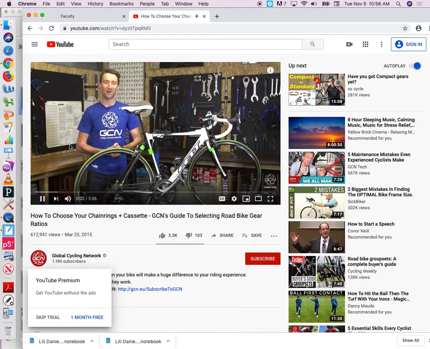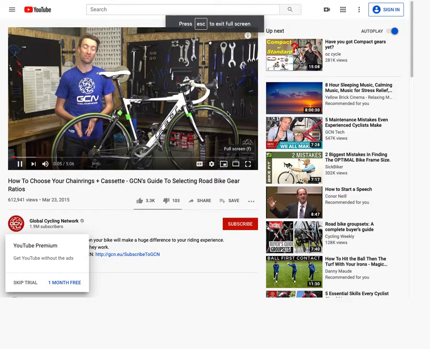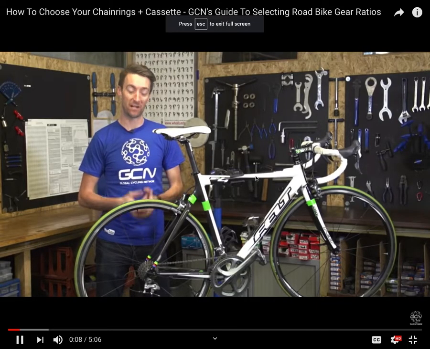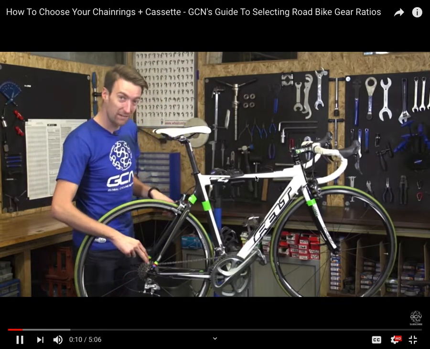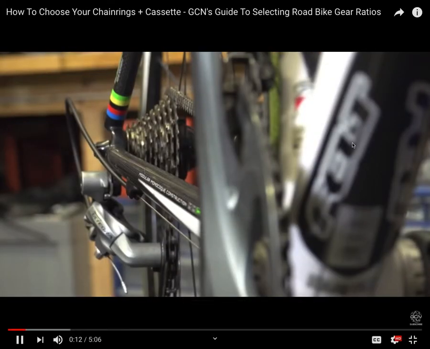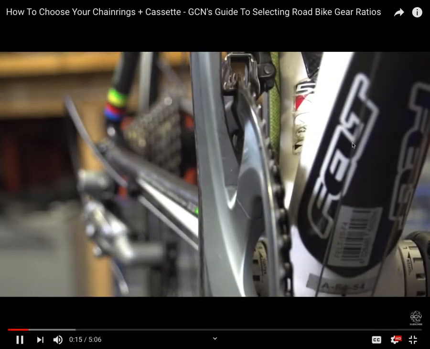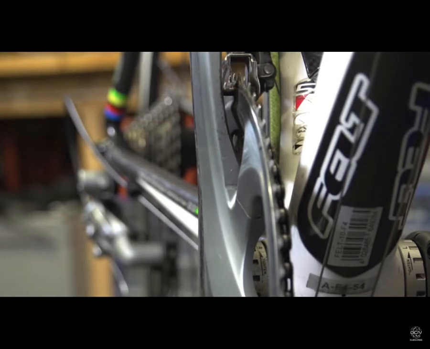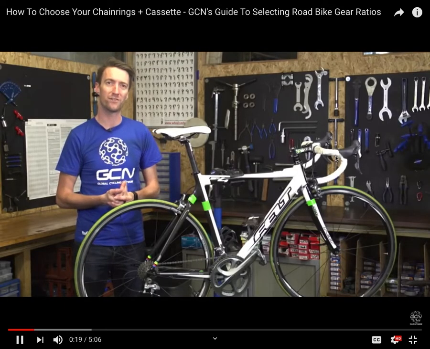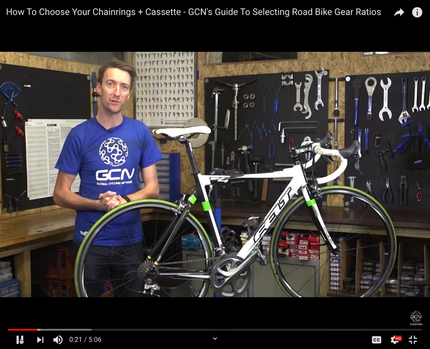Gear ratios are a hot topic. And I'm not even joking. It's actually quite a fascinating subject once you start to understand the ins and outs. Now, what I'm talking about are the number of teeth you've got down here on the cassette and up here on the chainring. Differences in the number of teeth and the combination of the two will make a massive difference as to how far you can ride and what kind of gradient you can ride up.